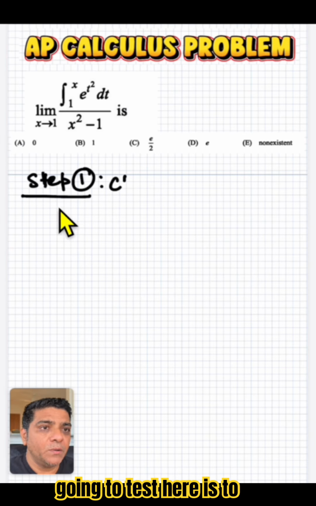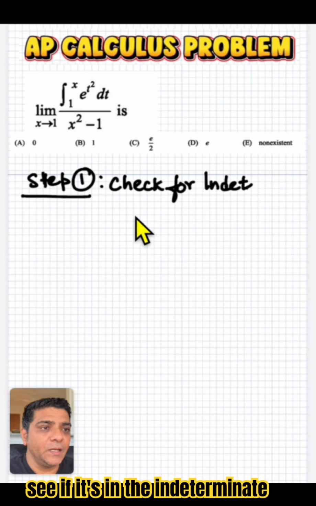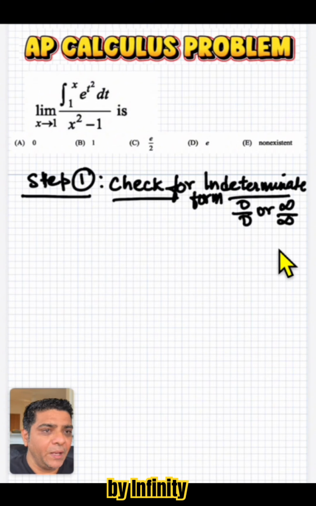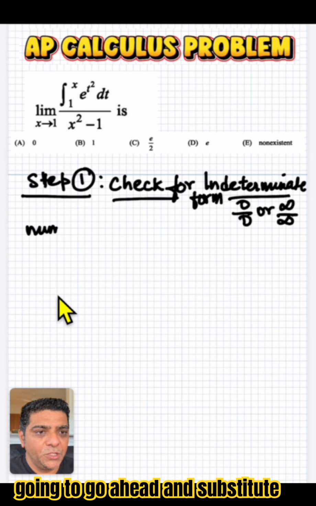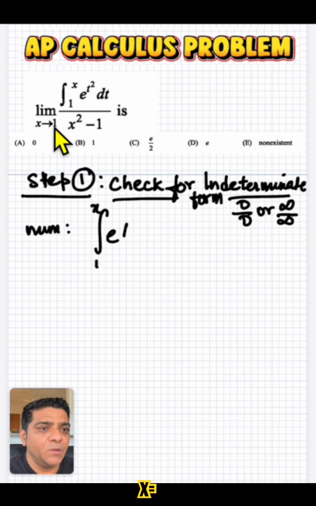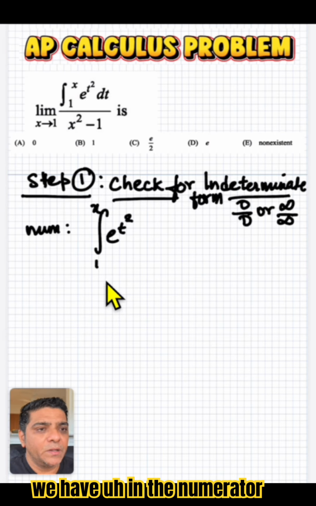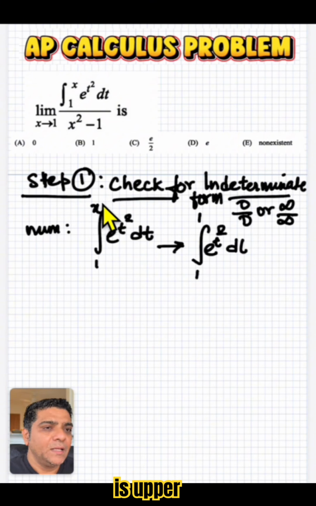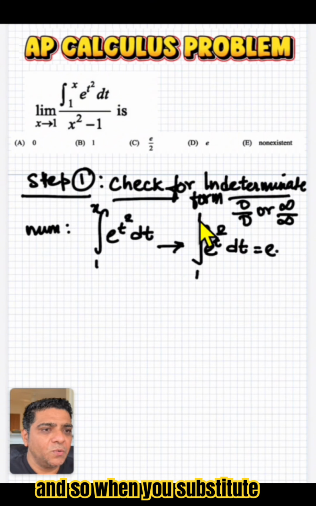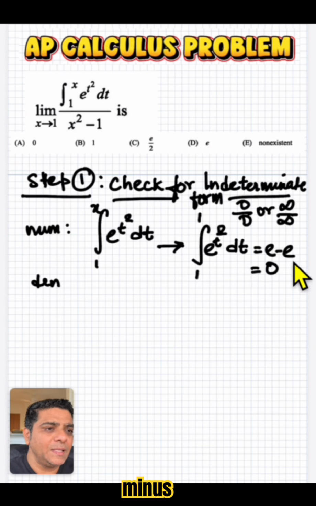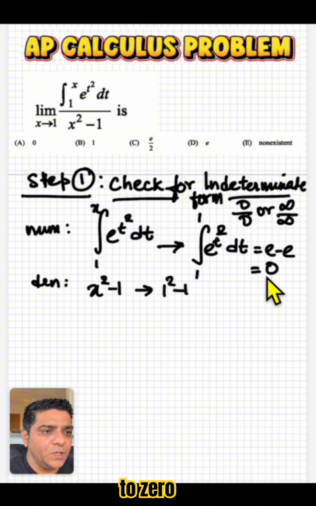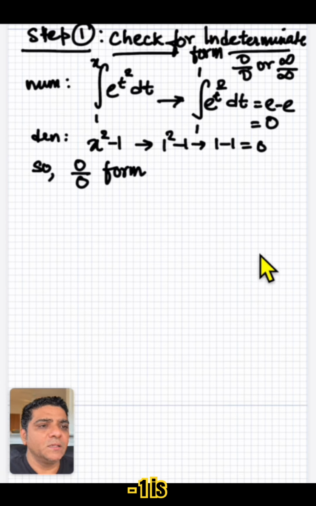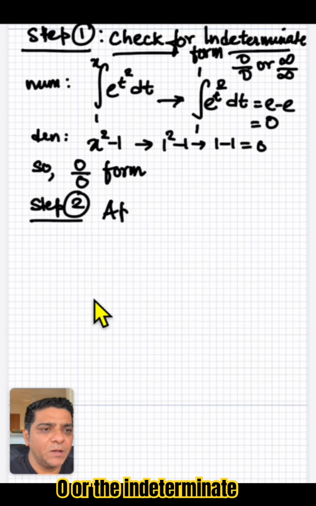The first thing we're going to do is check to see if it's in the indeterminate form, which, as you remember, is 0 divided by 0 or infinity divided by infinity. So we substitute x equals 1 in the numerator, the integral of e to the power t squared dt with x as the upper bound, and we get e minus e, which is equal to 0. In the denominator, x squared minus 1, 1 squared minus 1, is 1 minus 1, which is 0. So it's in the 0 over 0 indeterminate form.